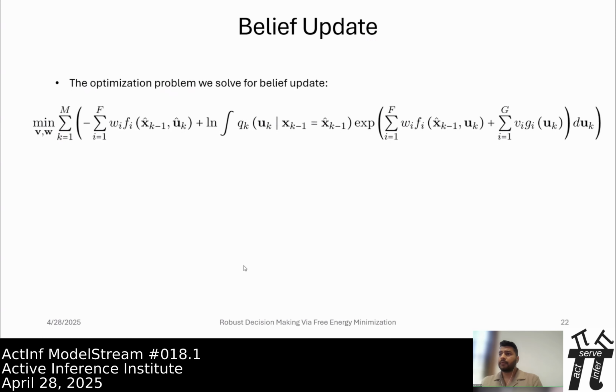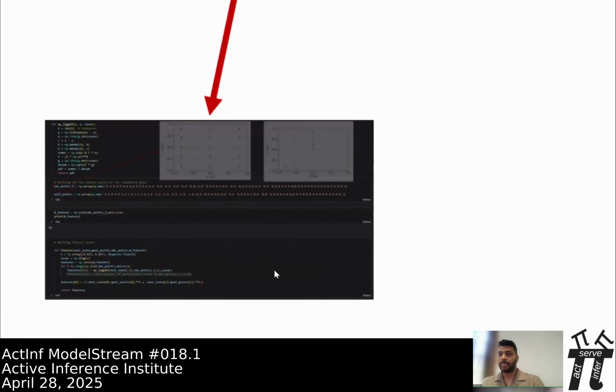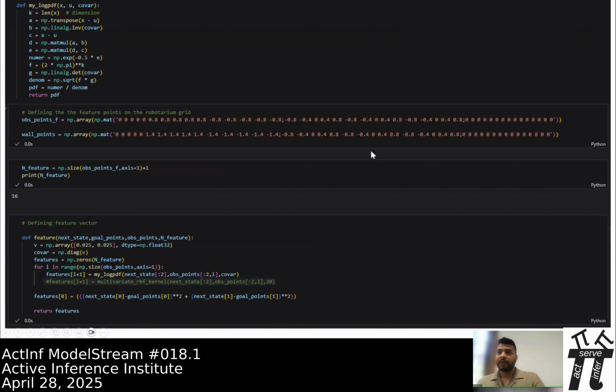So I will start with the cost features here. What are the cost features that we define? Similar to the previous task, I am defining the cost feature as two terms. The first is the squared distance from the goal point, and the second term is again the Gaussian or the RBF kernel centered around some points. The RBF kernel is defined by this function here.